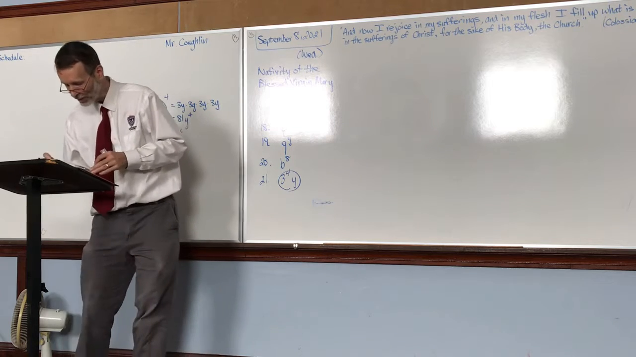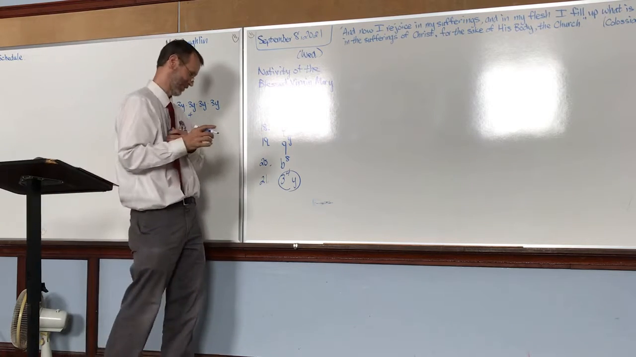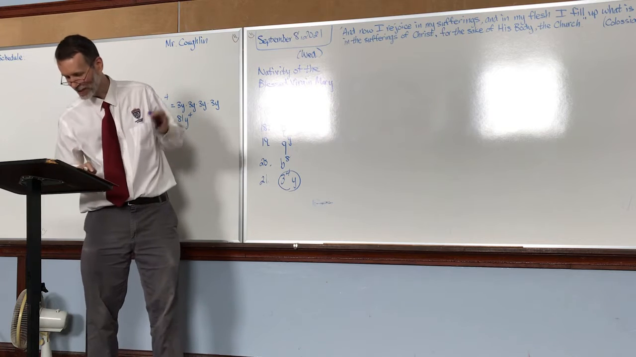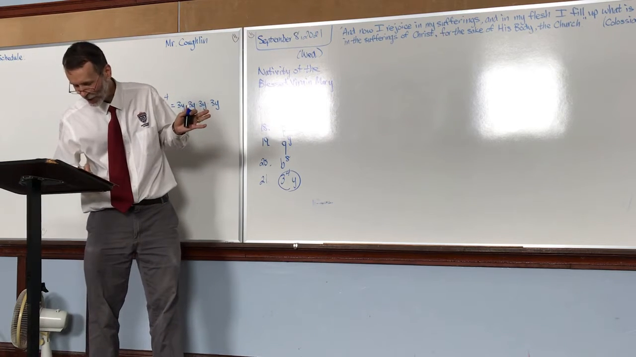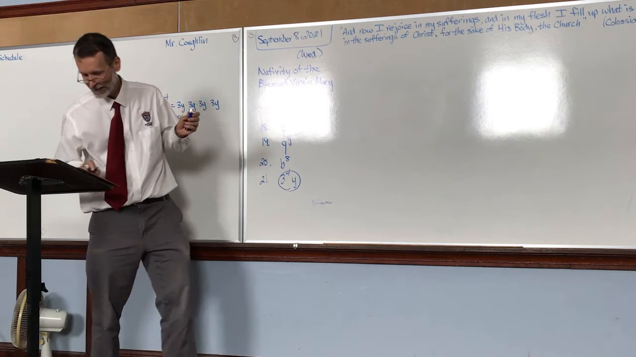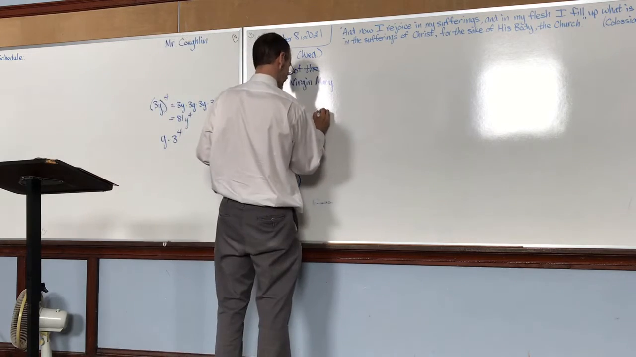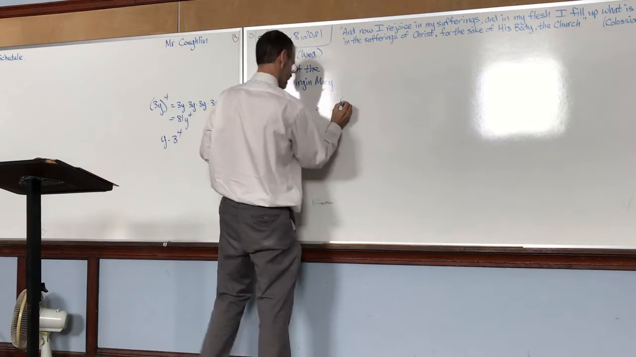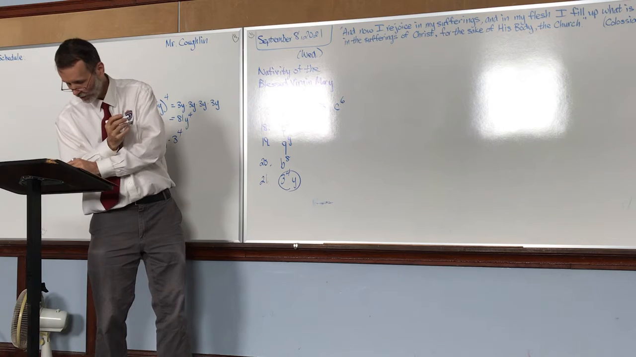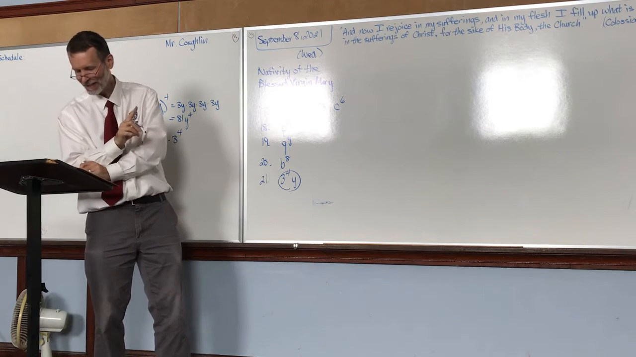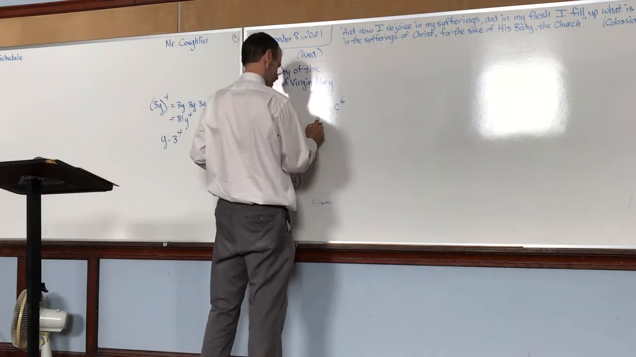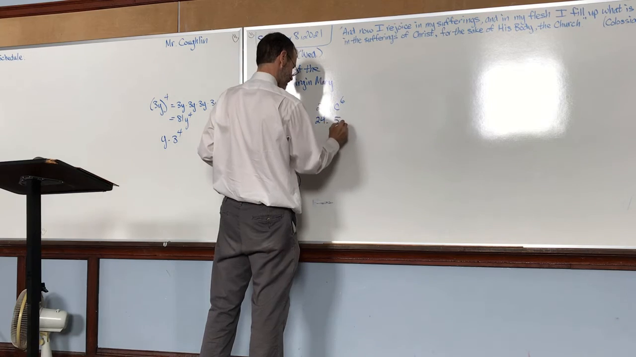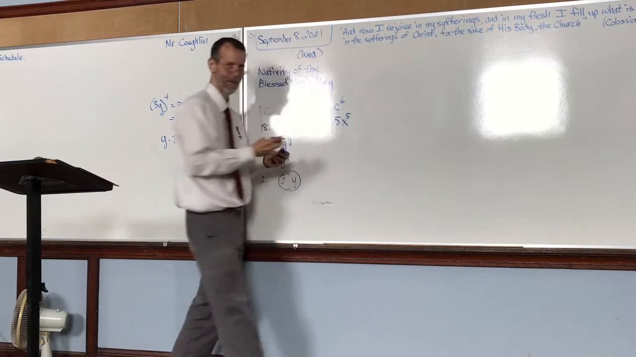Number 22, t times t is t squared, t to the 2nd power. 23, just count them carefully. 23 is c to the 6th power. 24, 5 times x, x, x, x, x. It's a single 5 times x to the 5th power.